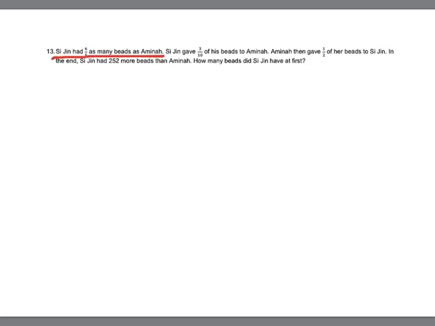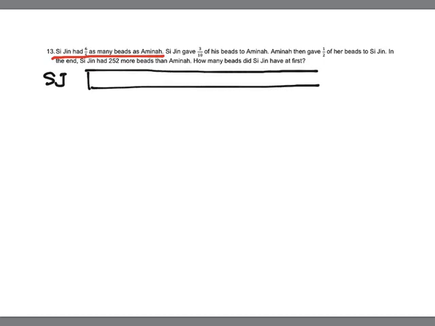Let's draw the first sentence. Sujin has 6/5 as many beads as Amina. Meaning to say, Sujin would then have a total of 6 units, while Amina would then have 5 units.